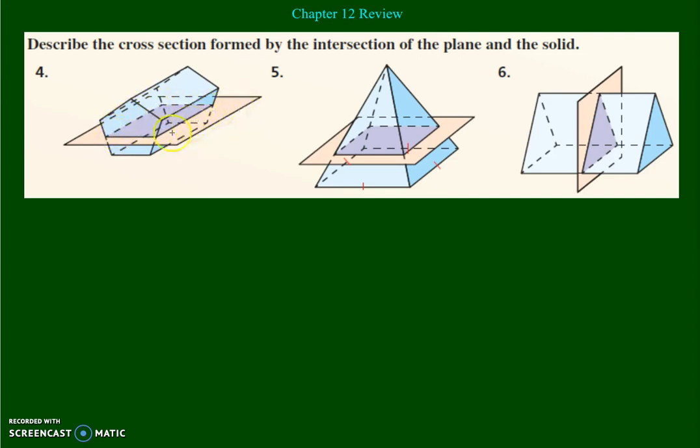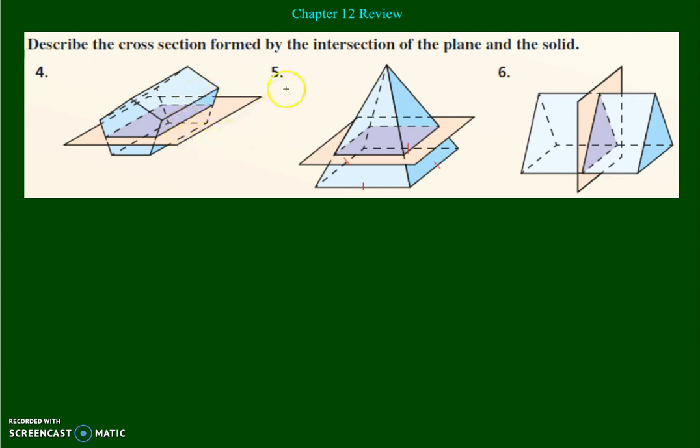Now if we were to rotate this plane so that it would be parallel to this front face, then I think you can see that the cross sections would be pentagons, and they would be consistent in size since these pentagons are congruent and parallel.